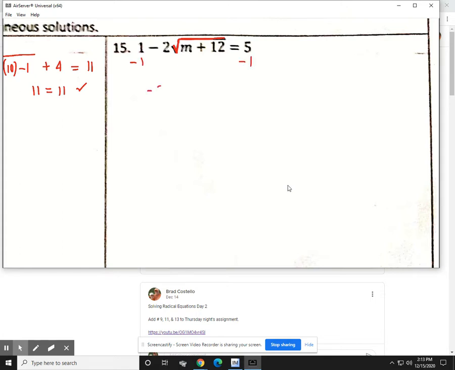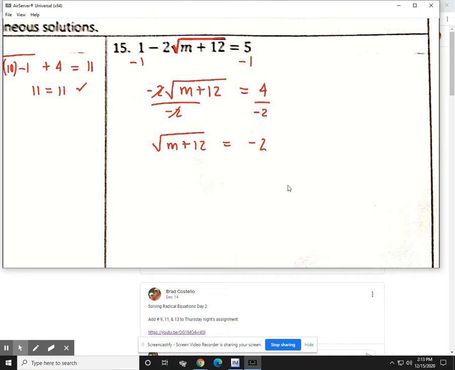So we're left with negative 2 times the square root of m plus 12, and that equals 5 minus 1, which is 4. And then I'm going to get rid of that negative 2. Again, since it's right next to that square root, it means it's multiplying. So we're going to divide by negative 2. These will cancel. So the square root of m plus 12 equals negative 2.